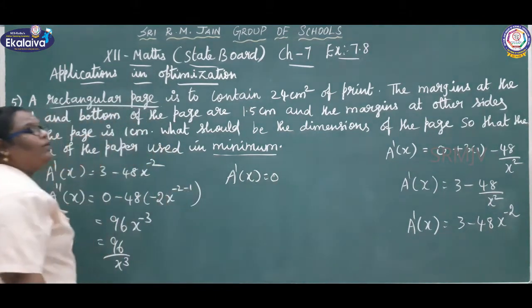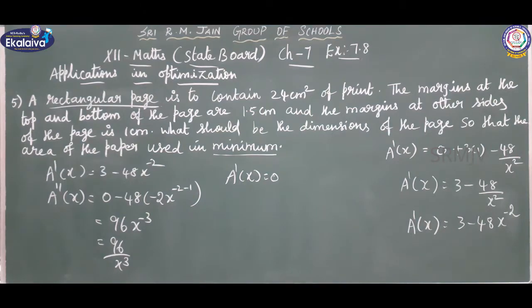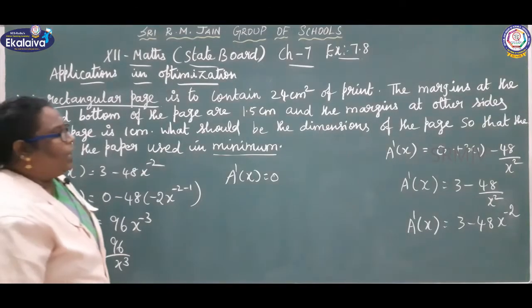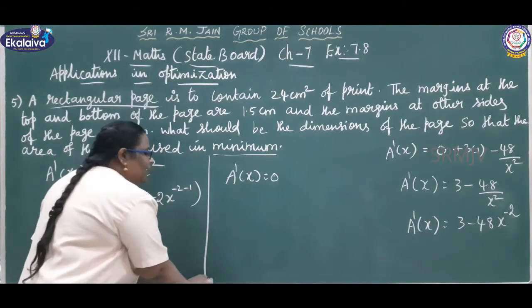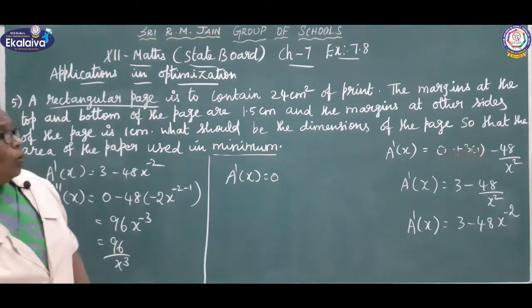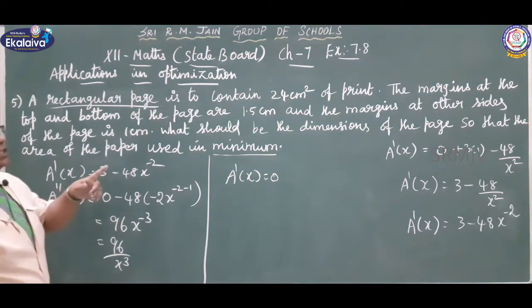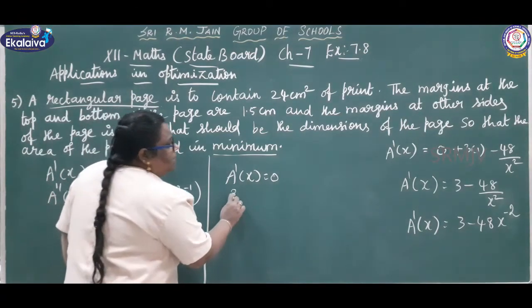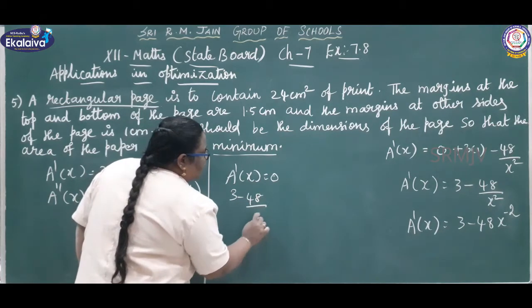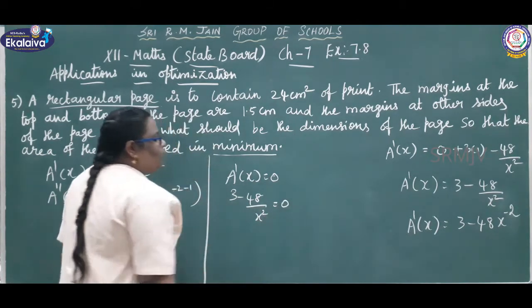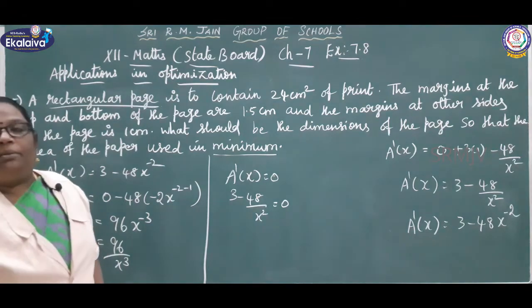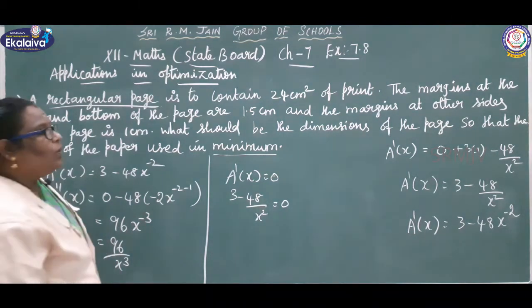At A dash of x equal to 0, we should find out the value of maximum and minimum. Here itself you can see this is positive, so it is minimum. Anyway, you should find out the x value. So, A dash of x equal to 0. What is A dash of x? A dash of x is 3 minus 48 by x square equal to 0.